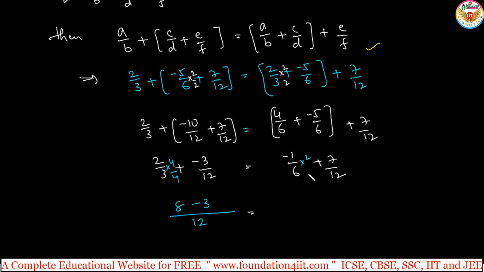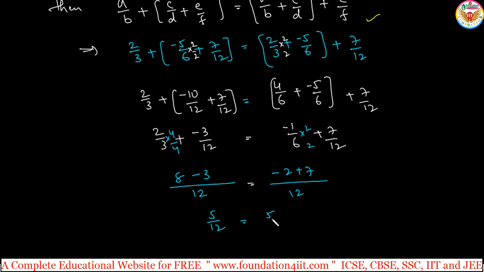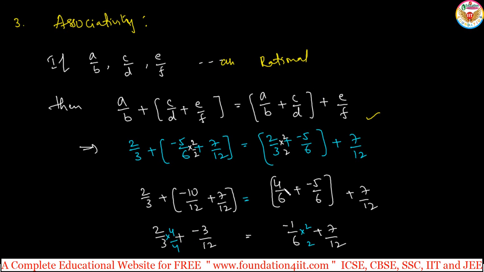For this you need to multiply 2 by 2, because for 6 and 12 the LCM is again 12. So minus 2 plus 7. And 8 minus 3 is 5 by 12, same. Here also we get the same. Minus 2 plus 7 is 5 by 12. So that is the property we can conclude: associativity. If any three are rational numbers, the same associative property holds.